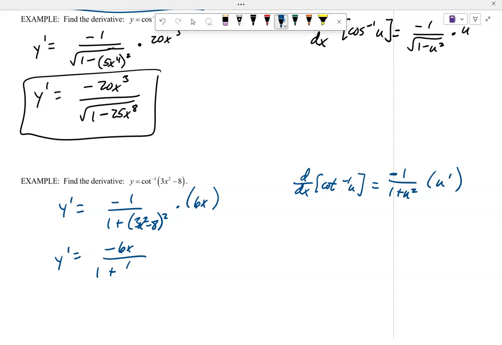1 plus, I should expand this, so that'll be 9x to the 4th minus 24x squared minus another 24x squared, first, outer, inner, last, and then a plus 64. And so my y prime ends up being -6x over 9x to the 4th. Oops, that should be minus 48. Sorry about that. So minus 24, minus 24 on that. Minus 48x squared, and then 1 plus 64 is 65 there.